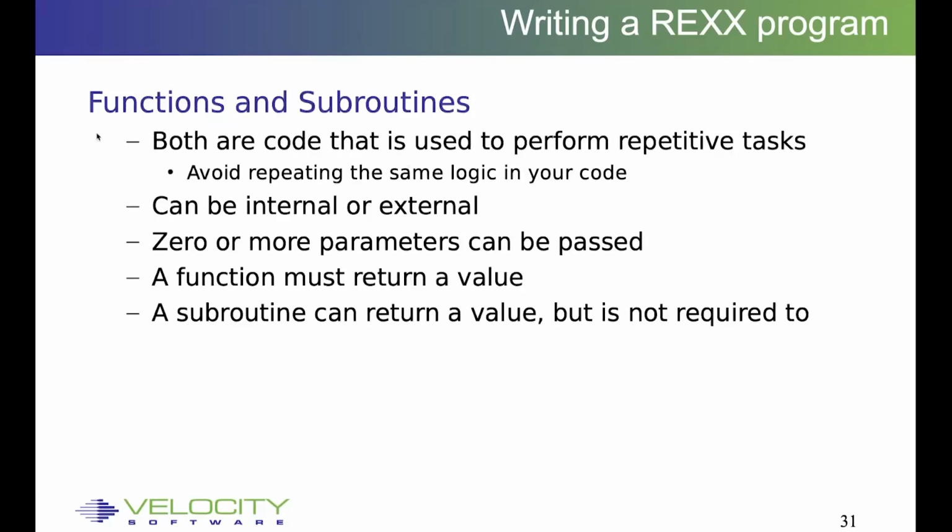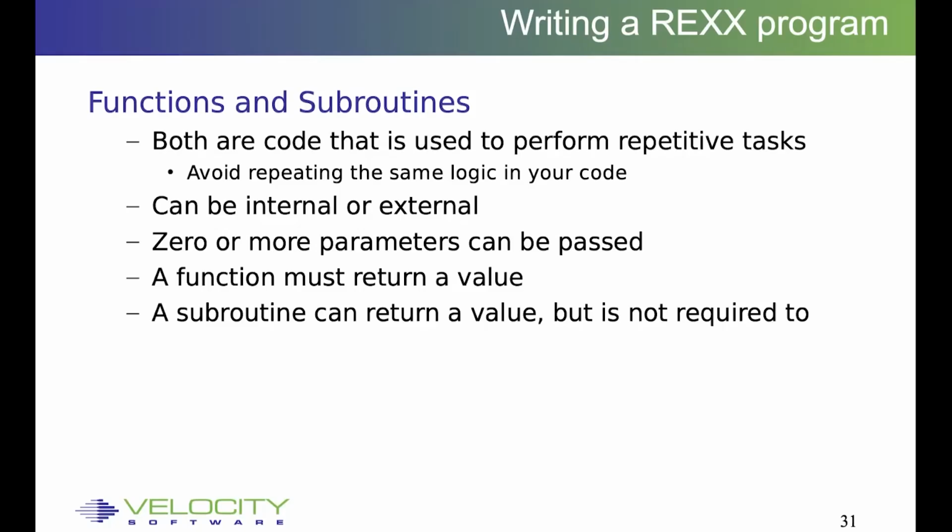Okay, we're going to talk about functions and subroutines. Functions and subroutines are both code that is used to perform repetitive tasks. This has the capability of eliminating repeat logic in your code. So if you have a set of code that you're running multiple times, and it could appear in multiple places in the program, just put it in a function or subroutine. That makes the code much easier to read.